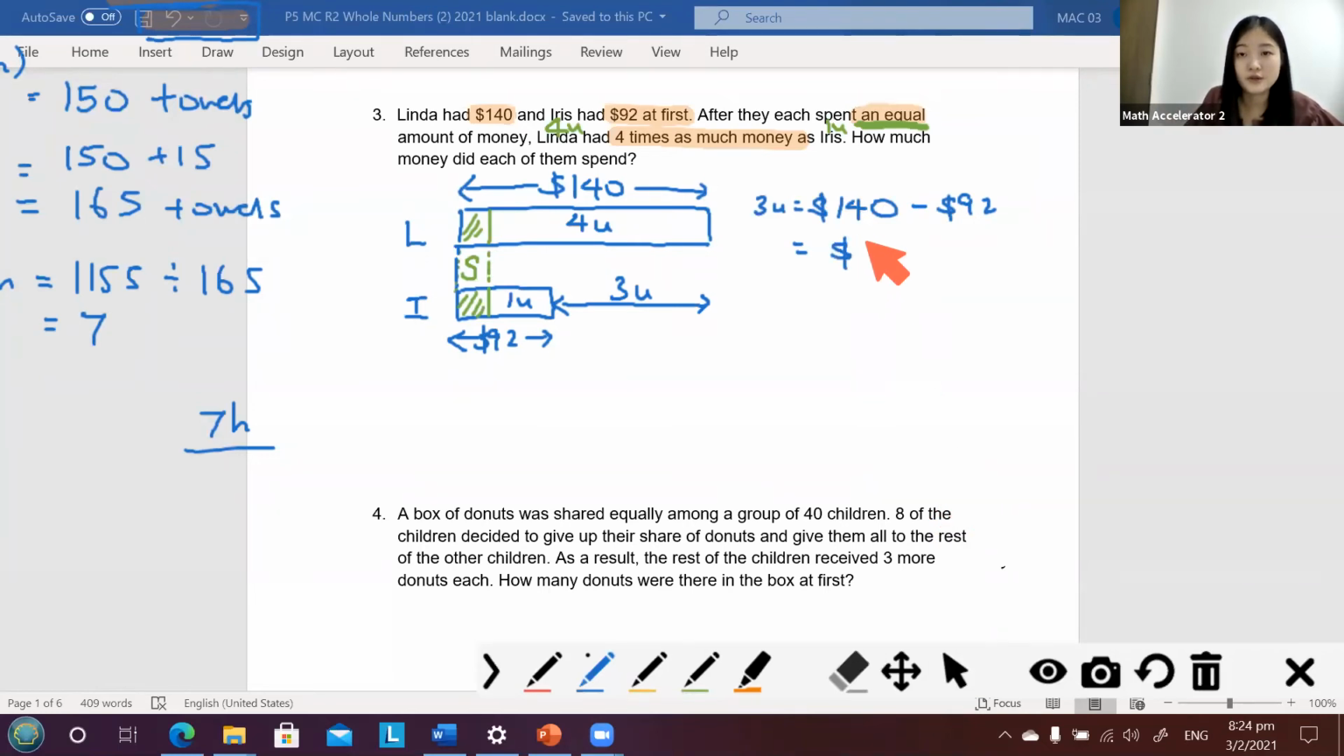Okay, 48, thank you. So what's 1 unit? 48 divided by 3. Answer? 16. Okay, so that's 1 unit. But how much money did each of them spend? I can use Linda's model because she has this part here, which is spent. But I can also use Iris' model. So which one will you use? Will you use Linda's model or Iris's model? Which one is easier to find the green portion?